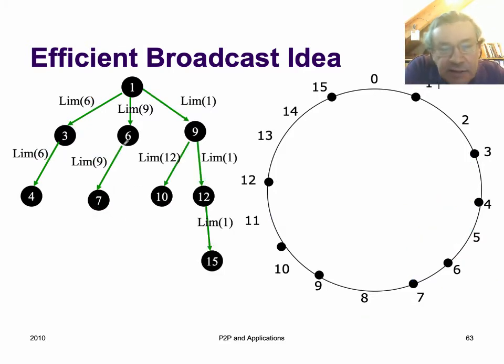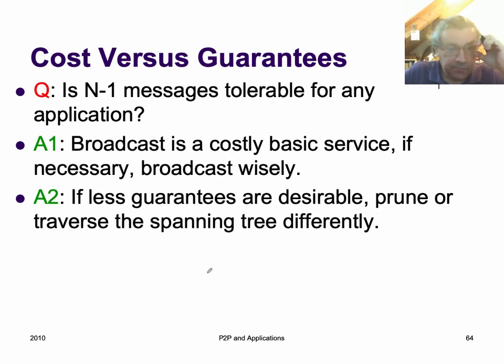So basically, this gives us a spanning tree. If we go down 3, 6, 9, 3 will send to 4, 6 will send to 7, but not farther because the limit is 9. 9 will send to 10, 12, and 15. So in that way, we have 0 redundant messages. We're basically following the routing structure, and we're using a subset of the routing table.